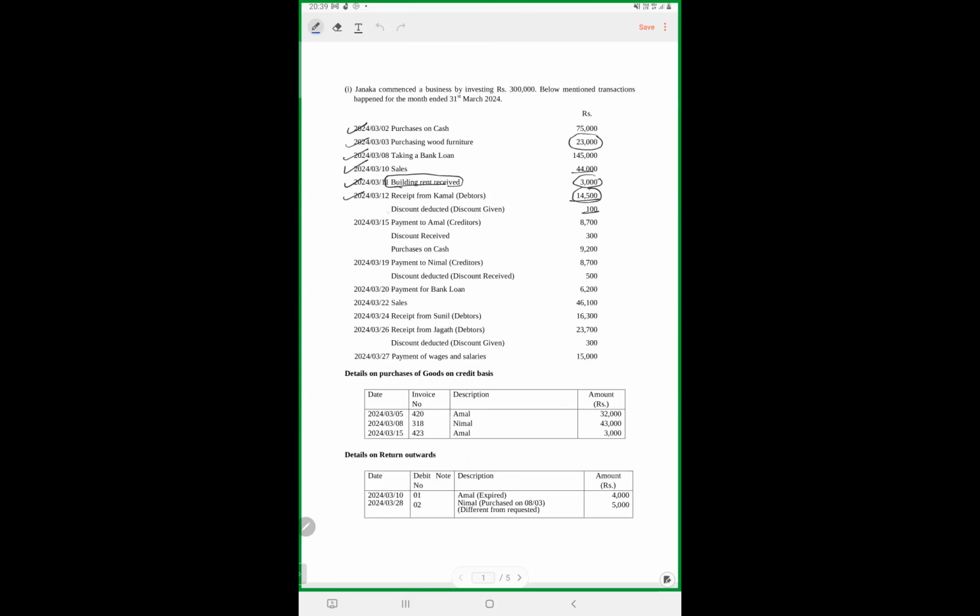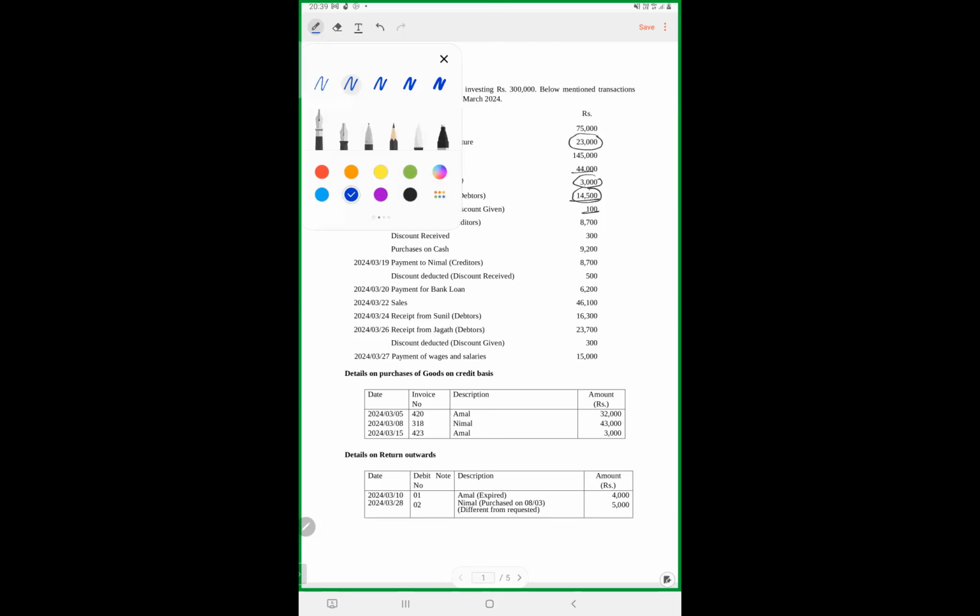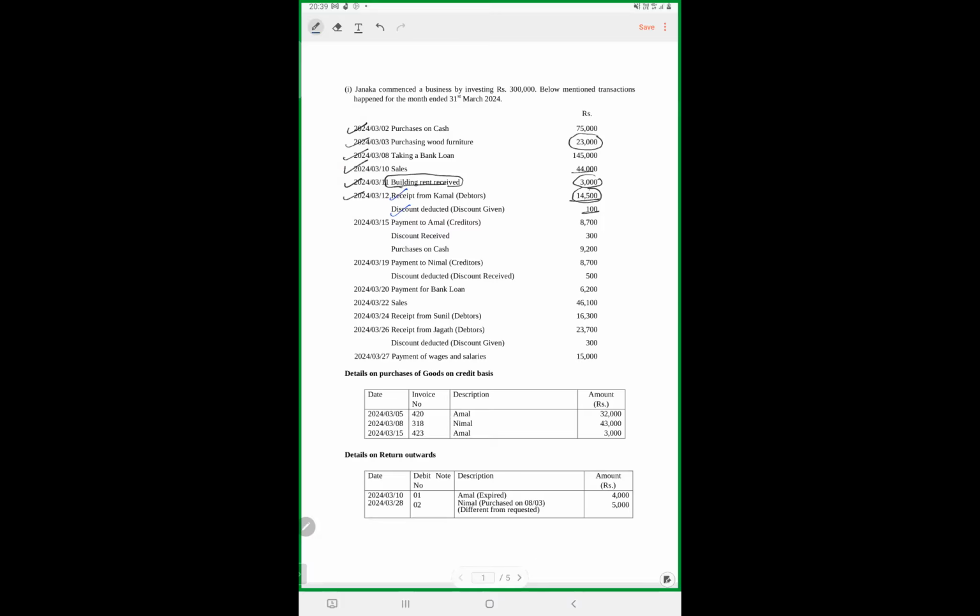And next one, okay. So we are paying money to Amal. Amal is creditor. Creditor means you know that we are purchasing goods on credit basis. So therefore we need to pay the particular amount later, right? When we are paying, we have to pay 8,700 amount. And when we are paying that amount, we are receiving 300 rupees discount. Then of course, you know that this transaction you need to record in the cash payment journal.